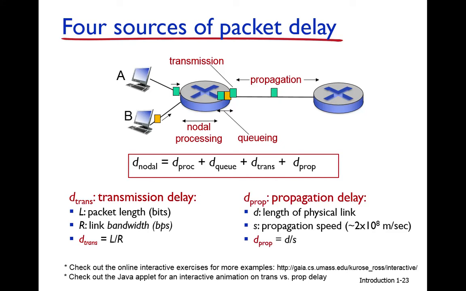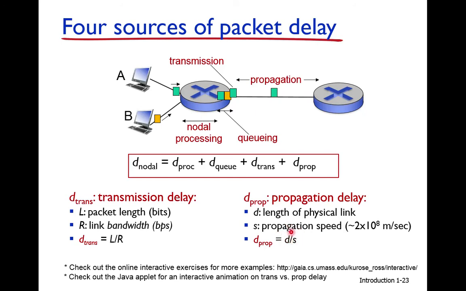And when the packet is transmitted, it is moved from the router to the link. Now the packet propagates through the link. It takes some time to move the packet from one end of the link to the other end of the link. This is called propagation delay. It depends on its moving speed, how fast it is moving, and on the length of the link. It can be computed by D by S.